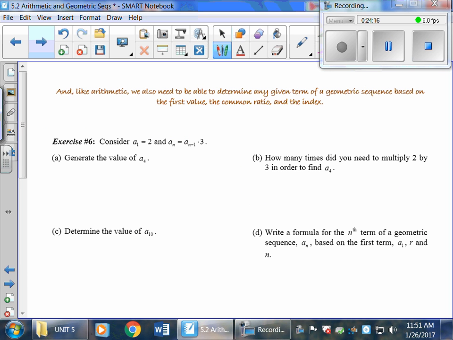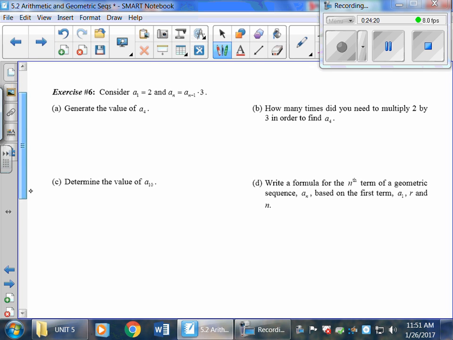So we're going to kind of do the same thing that we just did. We're going to walk through what we did with geometric sequences. So here we're given a geometric sequence that says a sub 1 equals 2, which means our first term is 2, and the term we're looking for is equal to the previous term times 3. So in this case, our common ratio, or our r, is equal to 3. So generate the value of a sub 4.